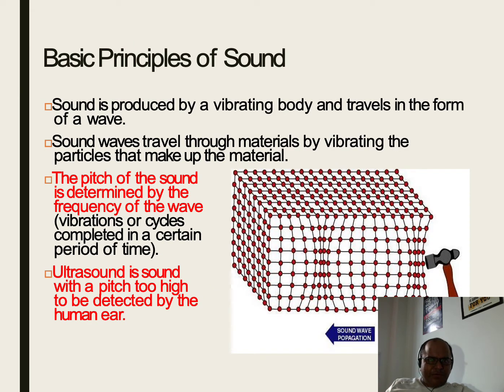Basic principle of sound: sound is produced by a vibrating body and travels in the form of a wave. Sound waves travel through a material by vibrating the particles that make up the material. The pitch of the sound is determined by the frequency of the waves. Vibrations are cycles completed in a certain period of time. Ultrasound is sound with a pitch too high to be detected by the human ear.